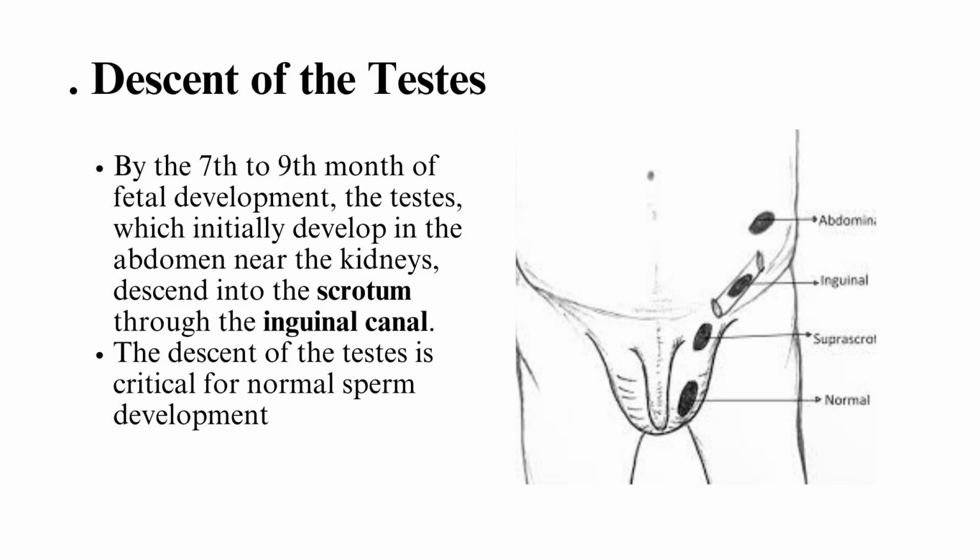Fifth, descent of the testes. By the 7th to 9th month of fetal development, the testes, which initially develop in the abdomen near the kidneys, descend into the scrotum through the inguinal canal. This process is controlled by androgens and involves the action of the gubernaculum, a band of tissue that helps guide the testes into the scrotum. Testicular descent: the testes follow a path through the inguinal canal into the scrotum, where they will be housed for sperm production. The descent of the testes is critical for normal sperm development, as the scrotum maintains a temperature lower than the rest of the body, which is necessary for spermatogenesis.